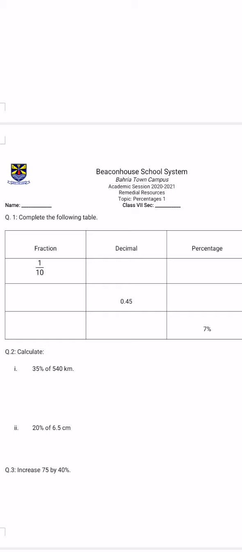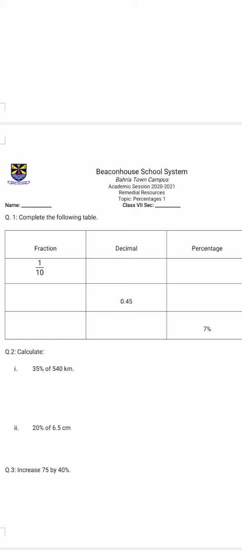Now whenever we are given a fraction or a decimal, and we want to convert it into percentage, we have to multiply it by 100%. So this means 1 over 10 is to be multiplied by 100, and this is how you convert it into percentage. And if you want to convert it into decimal, you just divide 1 by 10 and you get 0.1. In the same way, in the second part where a decimal, 0.45, is given, if you want to convert it into percentage, once again you multiply it by 100%, and this will be converted into percentage.